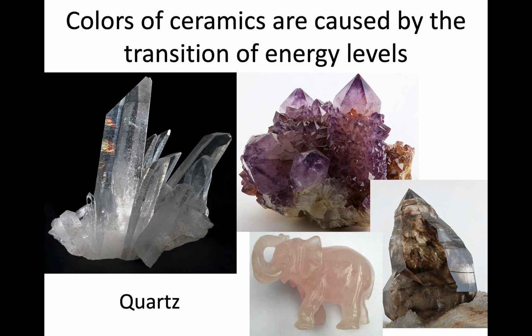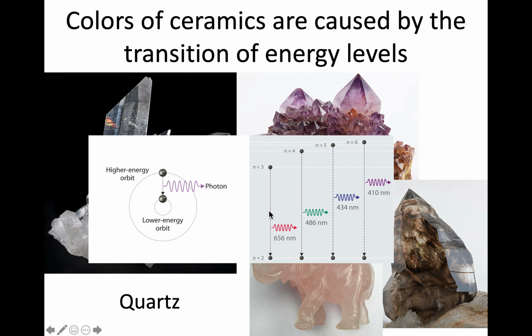The same transitions in different energy levels can also give us coloration in ceramics. So quartz, for example, if it's very, very pure, is either clear or opaque. So it doesn't have color associated with it. But if we have small amounts of impurities, they can result in very different colorations of the same basic material, quartz. And so those differences basically are a result of these transitions.